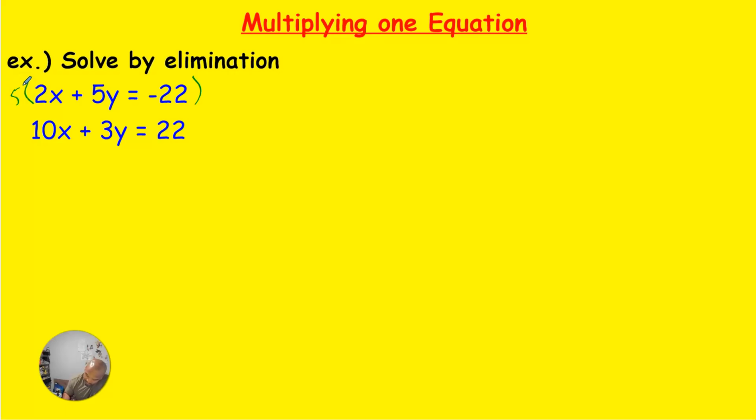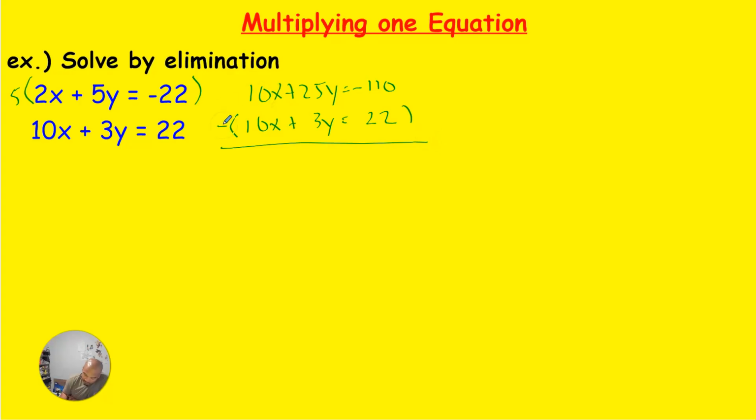All right, and when we do this, I like to write everything over. So we're going to wind up with 10x plus 25y is equal to negative 110. All right, and since we didn't do anything to the second equation, it just remains the same. Now you can see that our x coefficient is the same now. And if you notice, they're both positive.